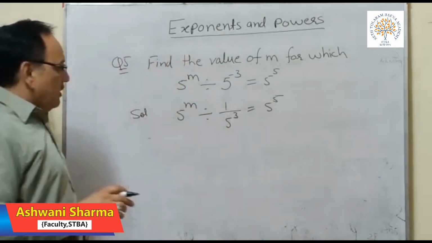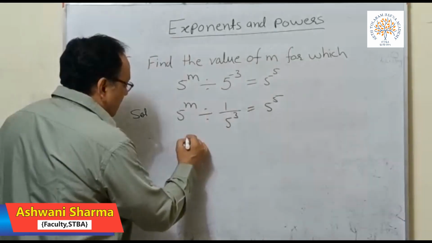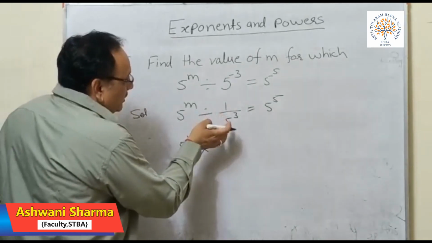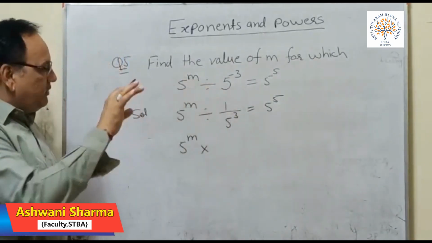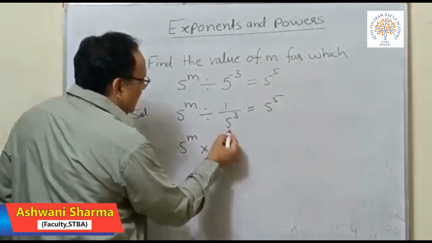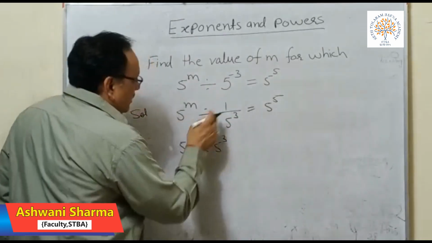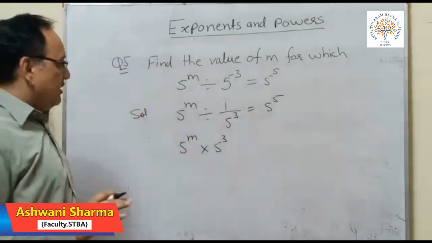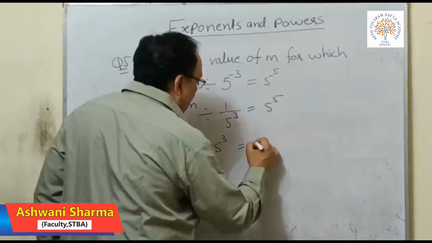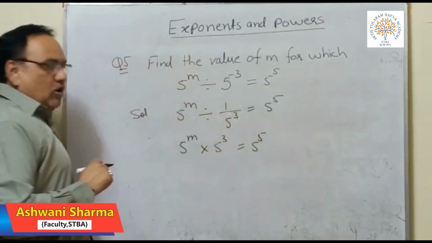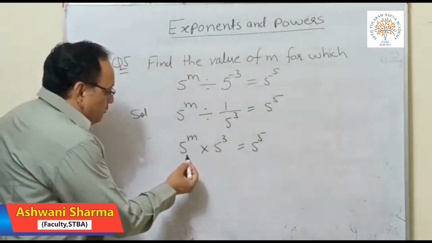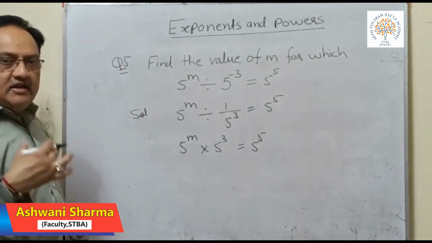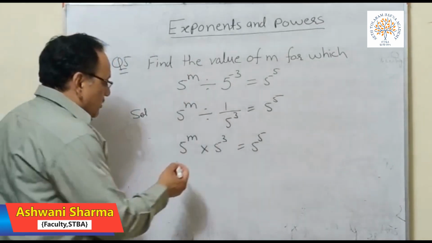Now you all know, if we change this sign, 5 raised to the power m, we write here into, then the denominator becomes numerator and numerator becomes denominator. Then here the denominator is 5 raised to the power 3 and 1 comes down. There is no need to write the 1, equals 5 raised to the power 5. Now again here the property is both bases are the same, then their powers will be added. You all know, bases are same.